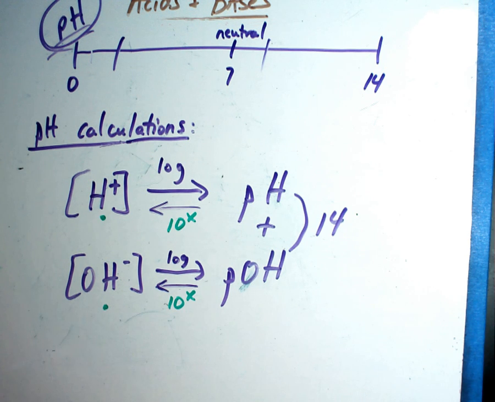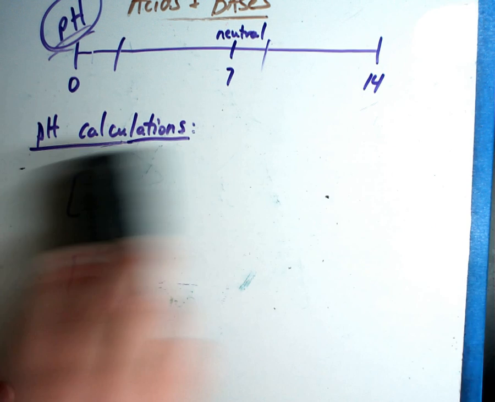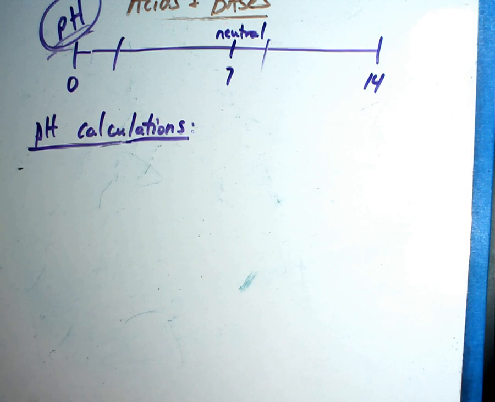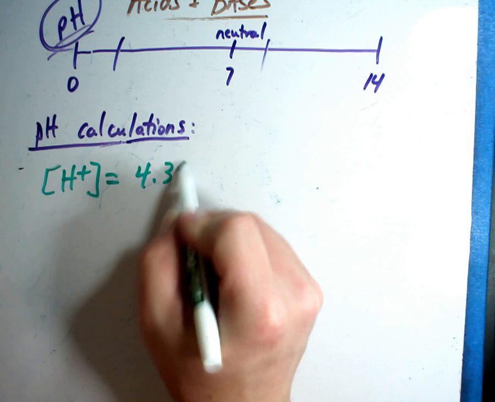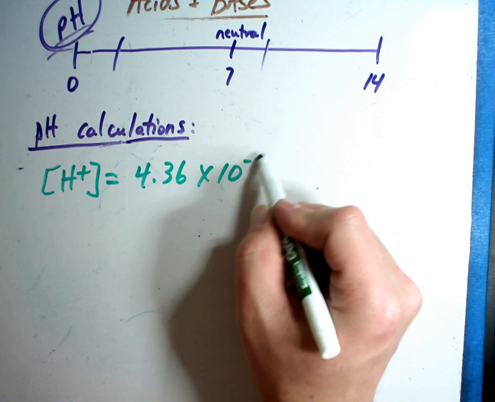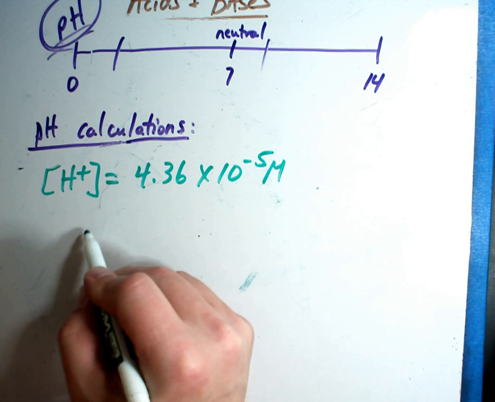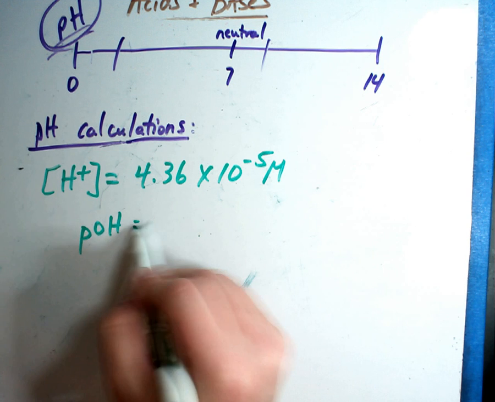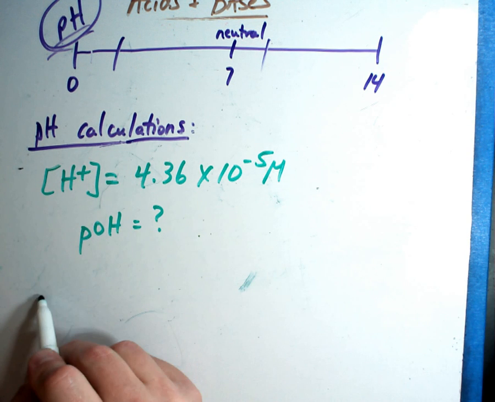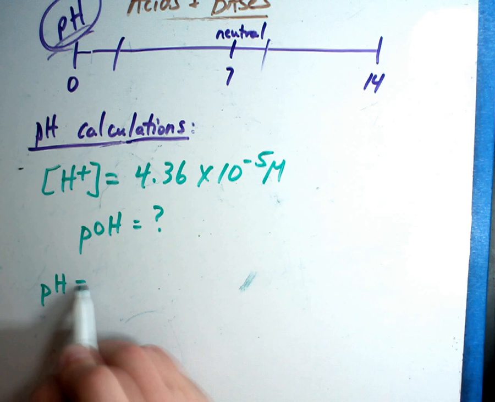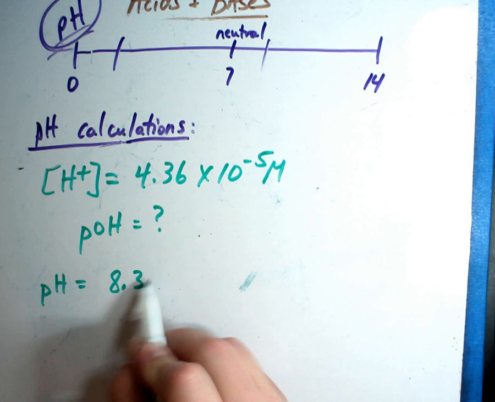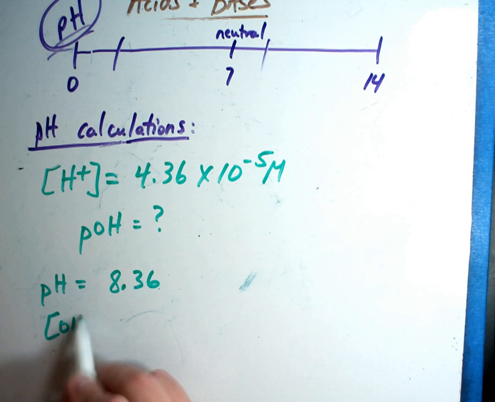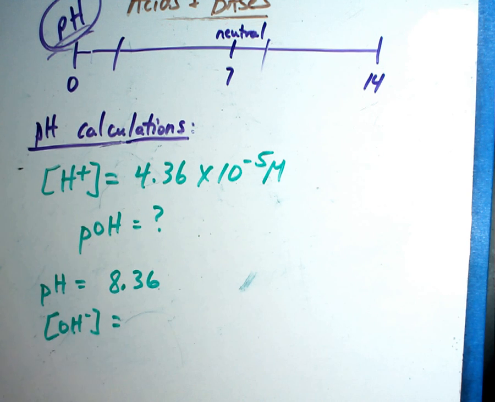So let's try a couple of those. Use this diagram to help you. We'll do these together. Alright, here's one for you. H concentration of 4.36 times 10 to the negative 5th molarity. I want to know POH. Second example. I have a pH of 8.36, and I want to know the OH concentration. Pause the video, get your answers, and we'll come back and see how you did.